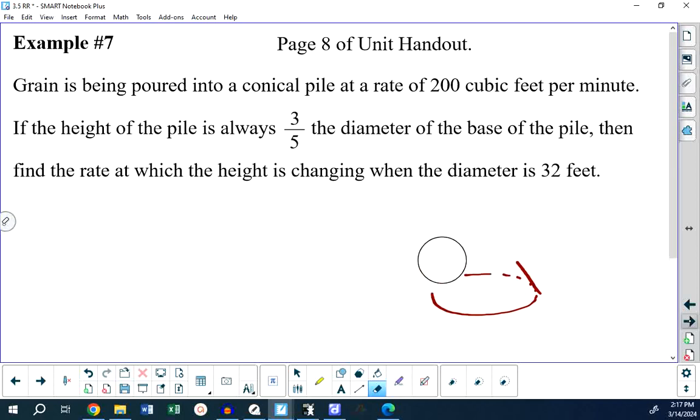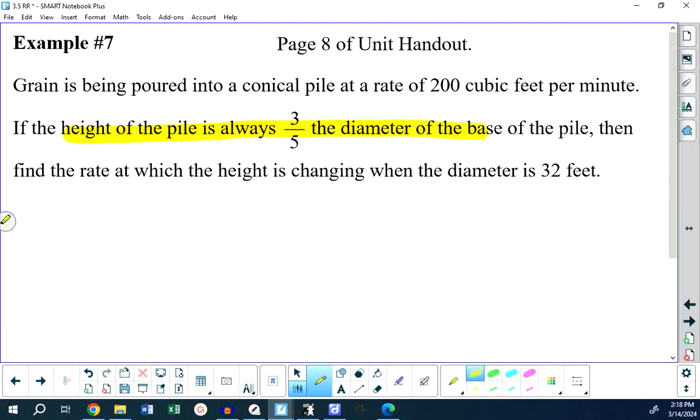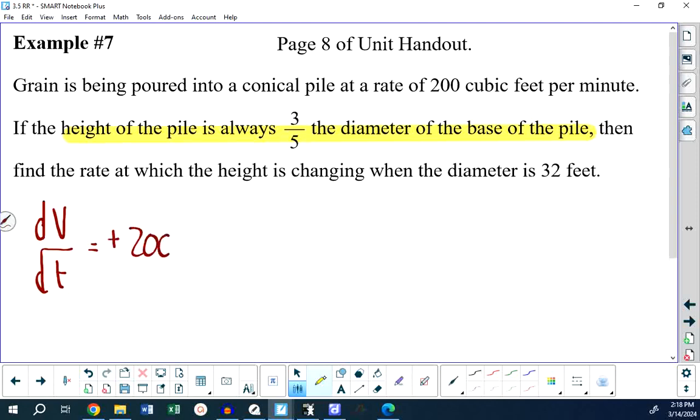And that piece of information is in this question. It says the height of the pile is always 3/5 of the diameter of the base of the pile. That's an important piece of information. You cannot solve this problem without considering it. So what's happening here? We're pouring grain into this pile at a rate of 200 cubic feet per minute, which means the volume of the grain in the pile is increasing at 200 cubic feet per minute. Okay, we just have to remember all our dimensions are feet and minutes.